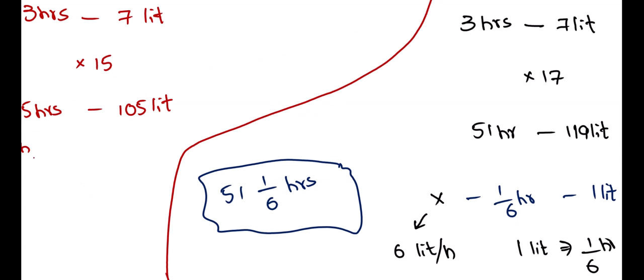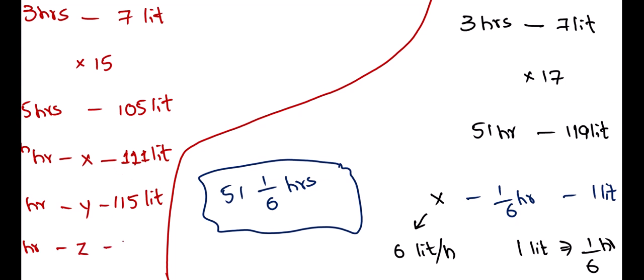X will come and add 6. It becomes 111 liters. 6 added by X. 47th hour, Y will add 4 liters. Yes or no? No. 4 or how much? 4 only. 115 liters. 48th hour, Z will remove 3. 112 liters.